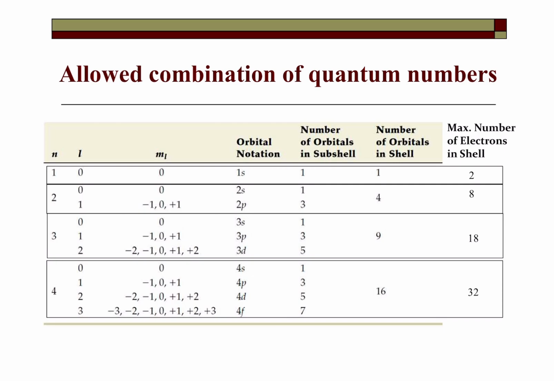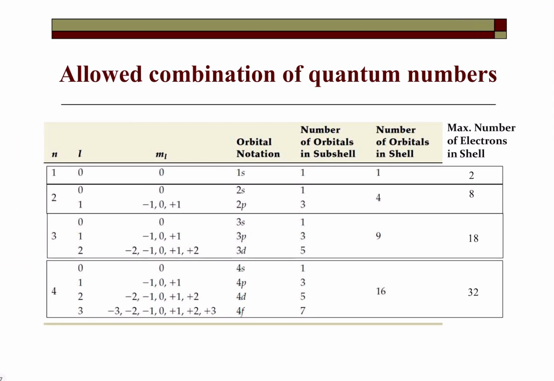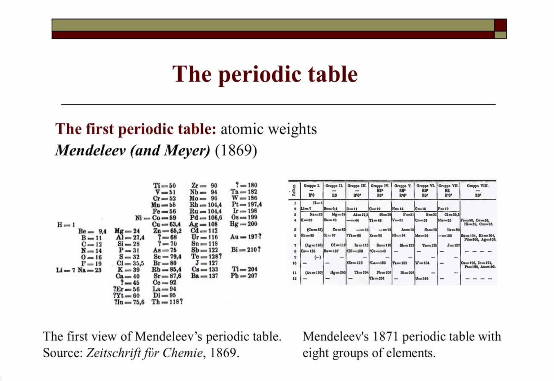The number of orbitals per shell is 1, 4, 9, and 16. If we multiply by 2, these give the maximum number of electrons. For example, in the first shell we have 2, the second shell 8, the third shell 18, and the fourth shell 32. And in the next lecture I will start with the periodic table. I hope it will be good, and see you next lecture, and have a good time.